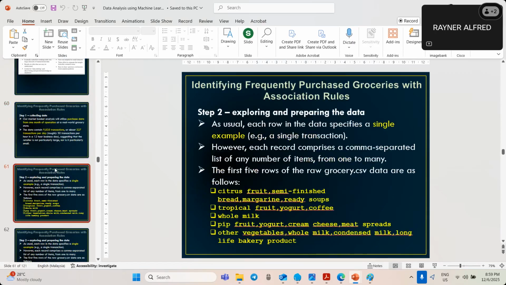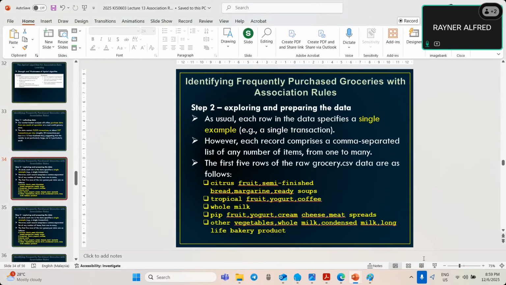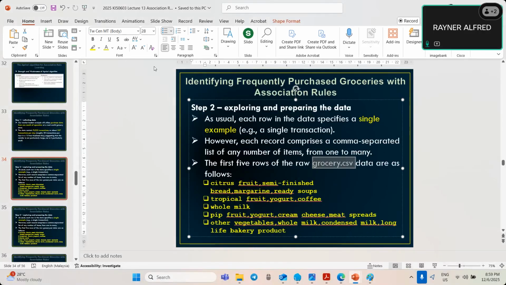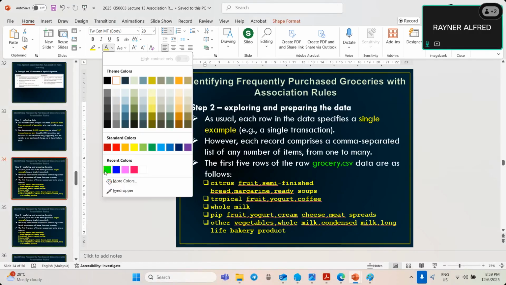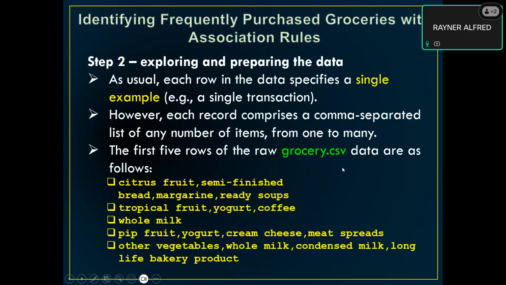Okay, we are looking at the grocery data. I need to highlight this. So this is the data that we have. The content of the data for the first 5 rows, we have this. Okay, so we can get the input here.